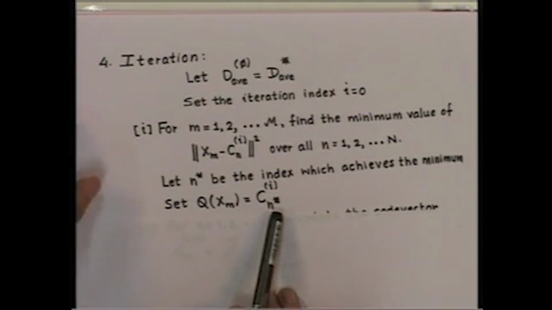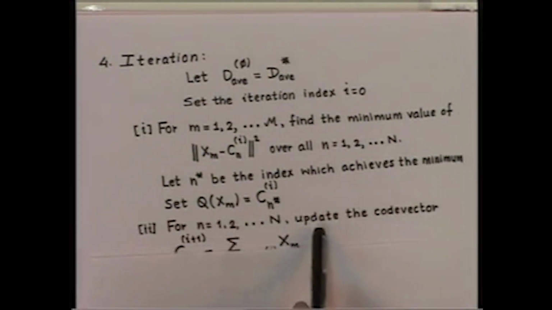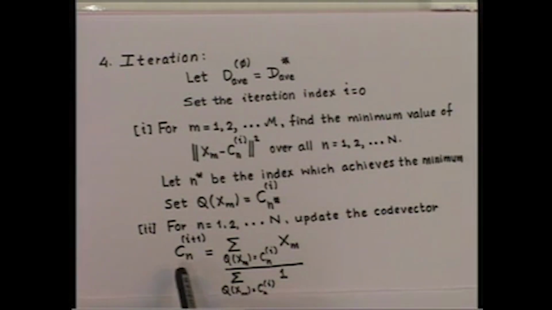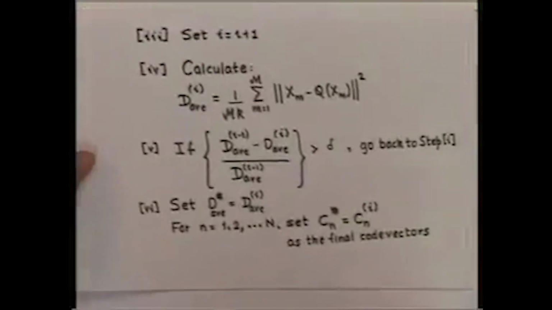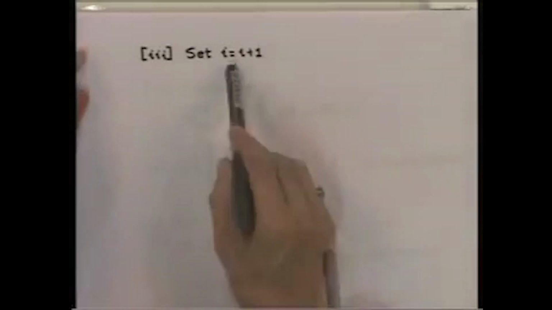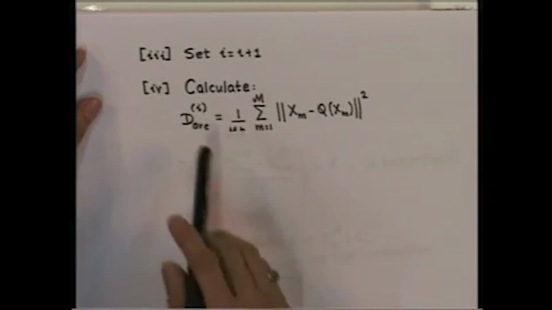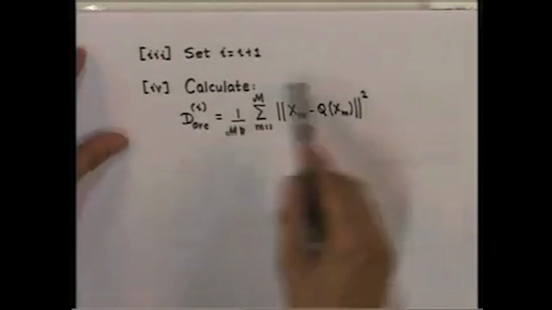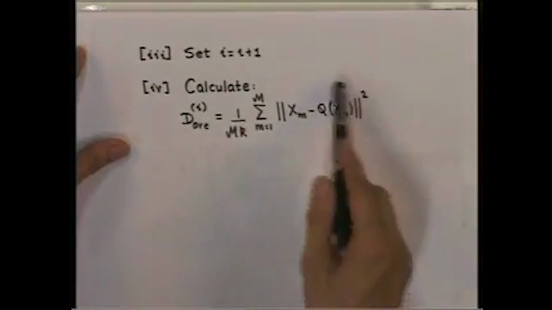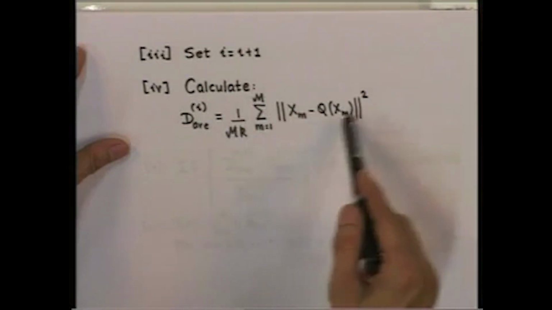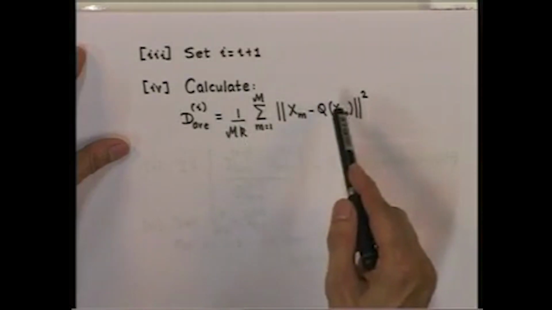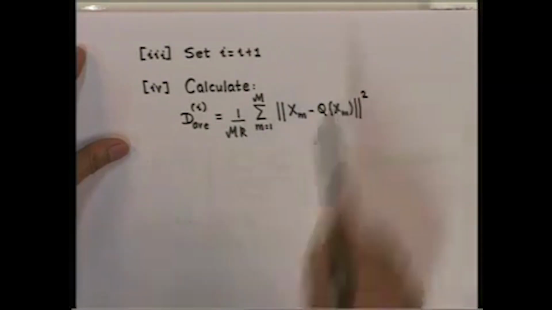The next step would be to obtain the updated code vectors, that is C1 1 and C2 1, given by this expression. Next, we set the iteration index I equal to 1, and at this step we calculate the average distortion, given by d average I using this expression, where we use the updated code vectors C1 1 and C2 1.